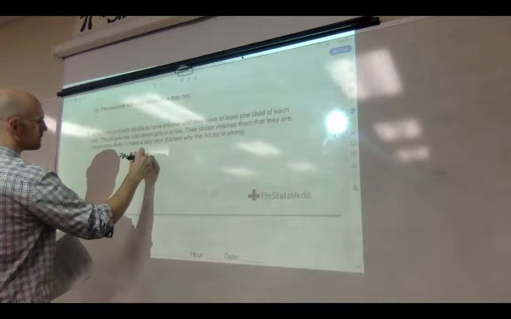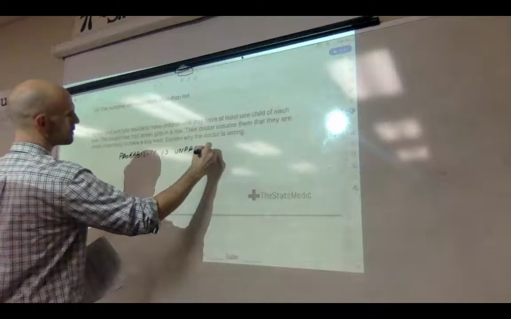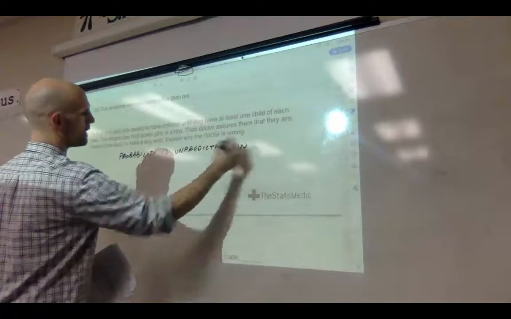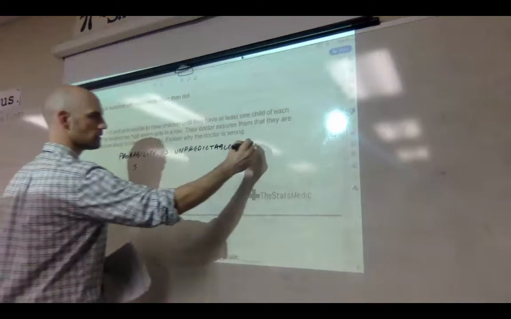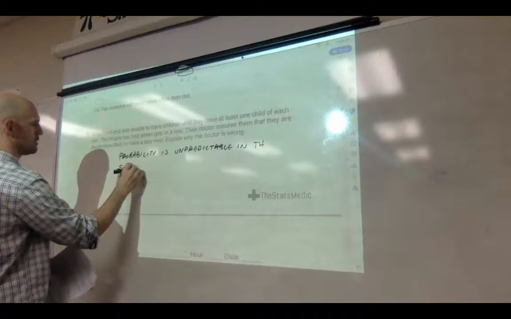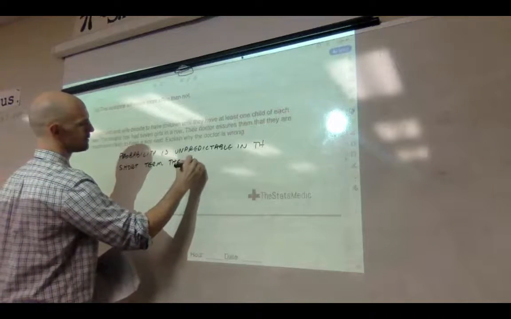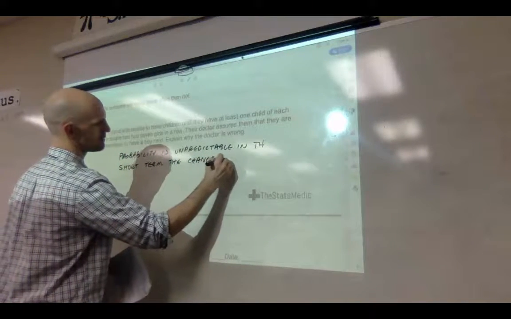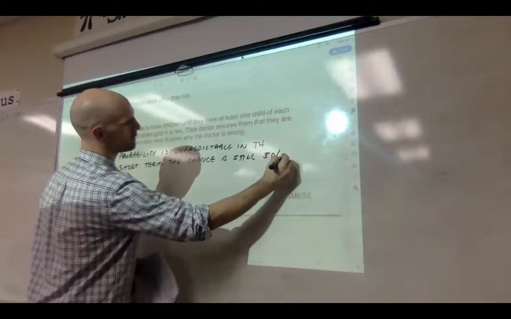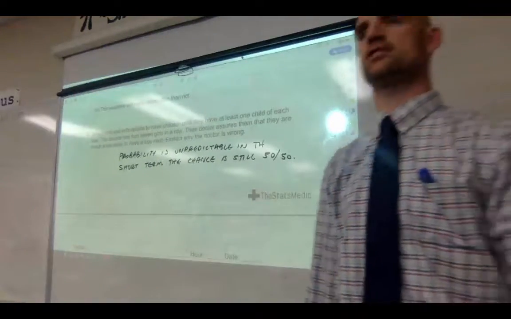Probability is unpredictable in the short term. The probability is still 50%, the chance is still 50-50.